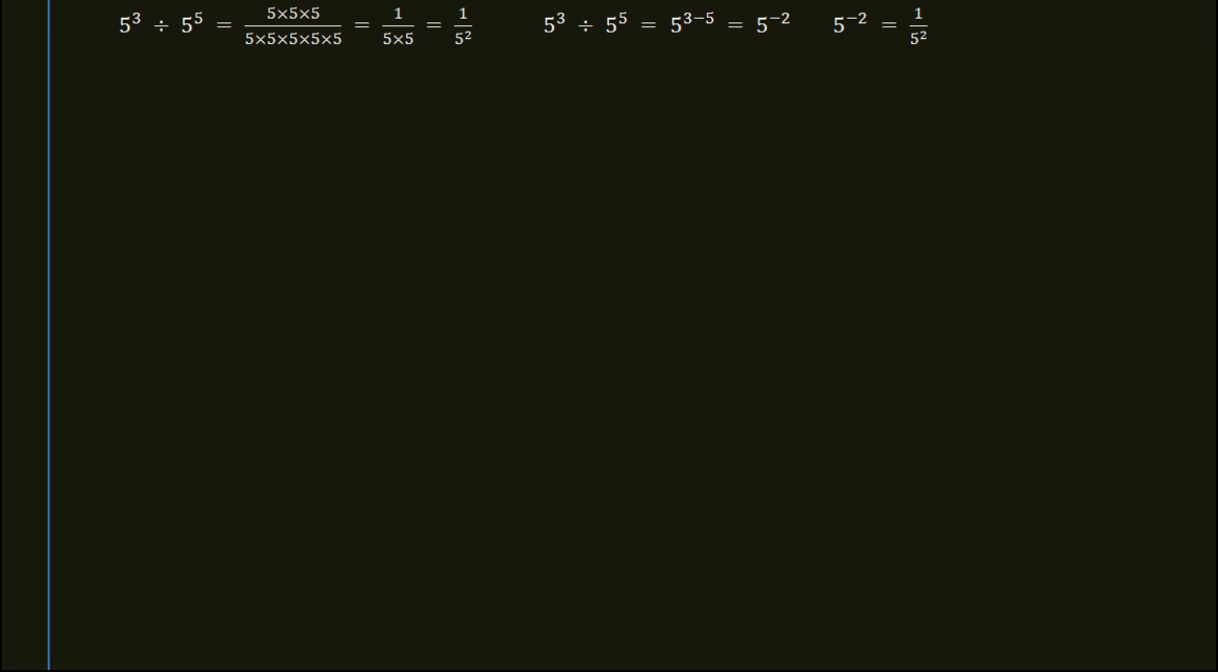Next let us look at the third law of indices, and it states that a to the power m, the whole expression to the power n, is equal to a to the power m times n, which is equal to a to the power mn.